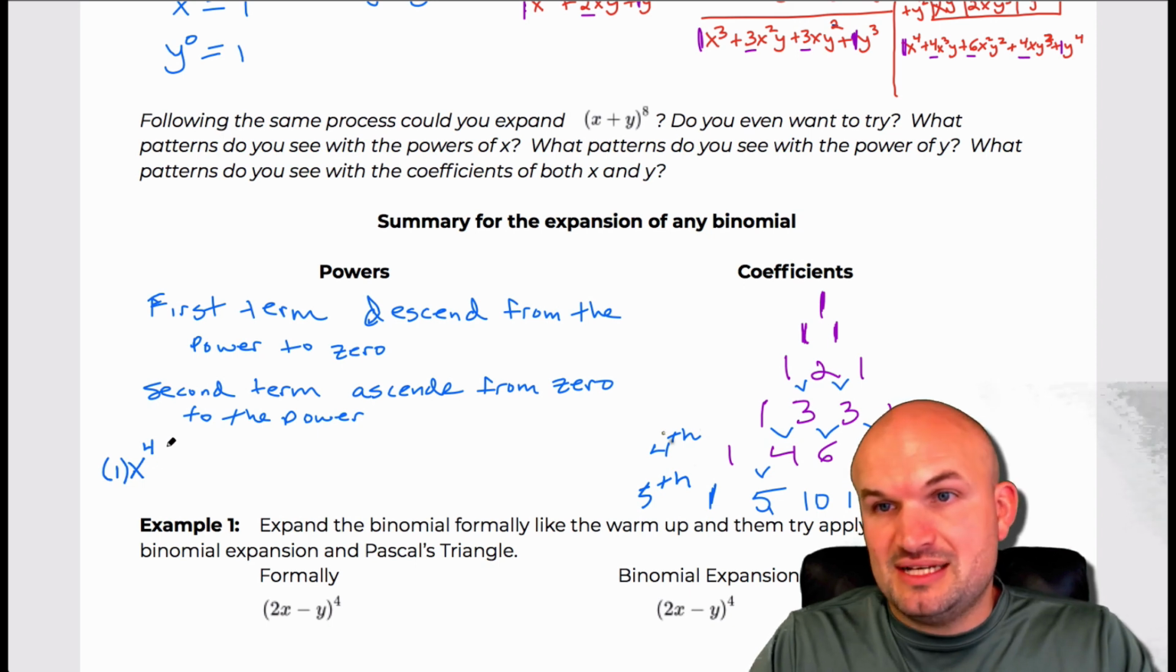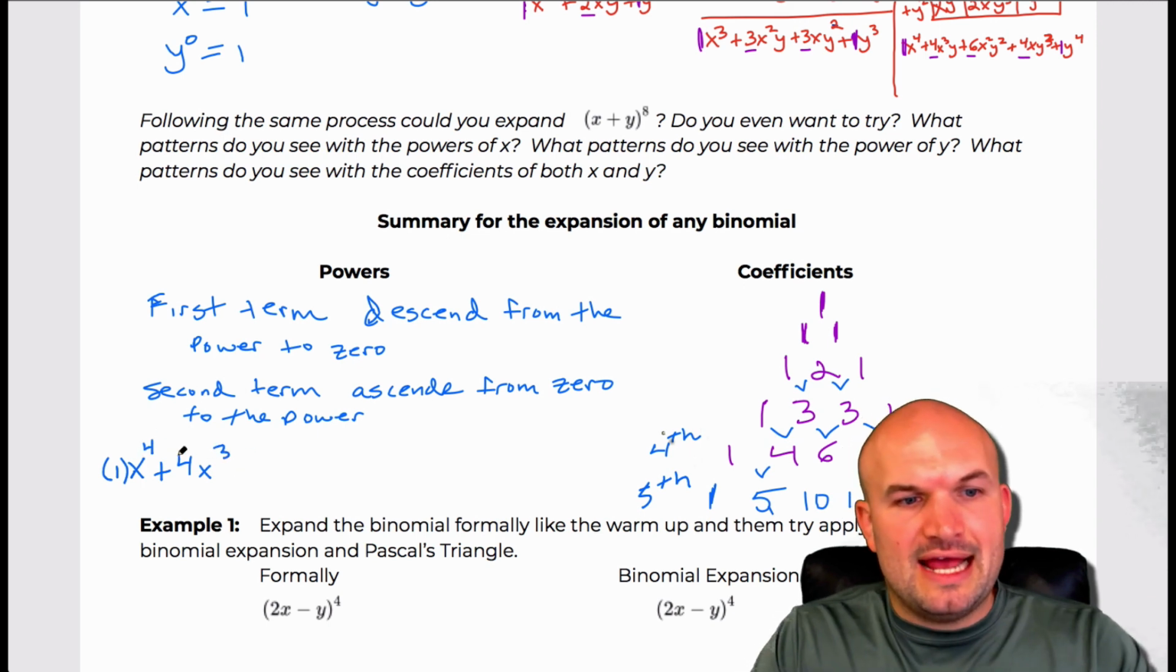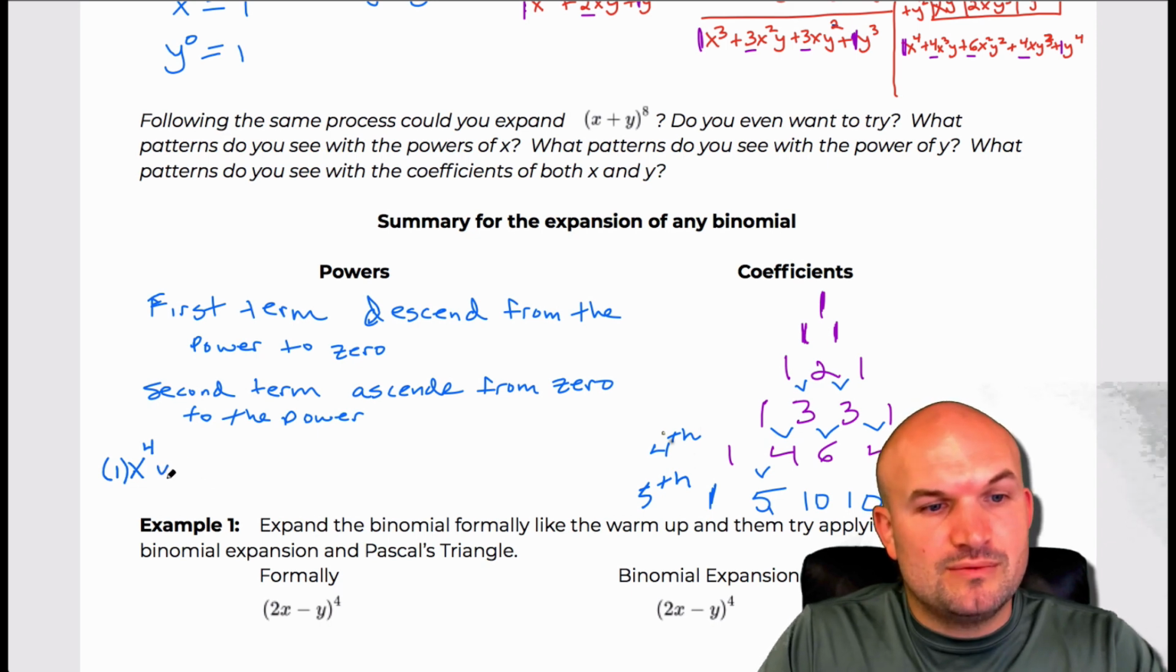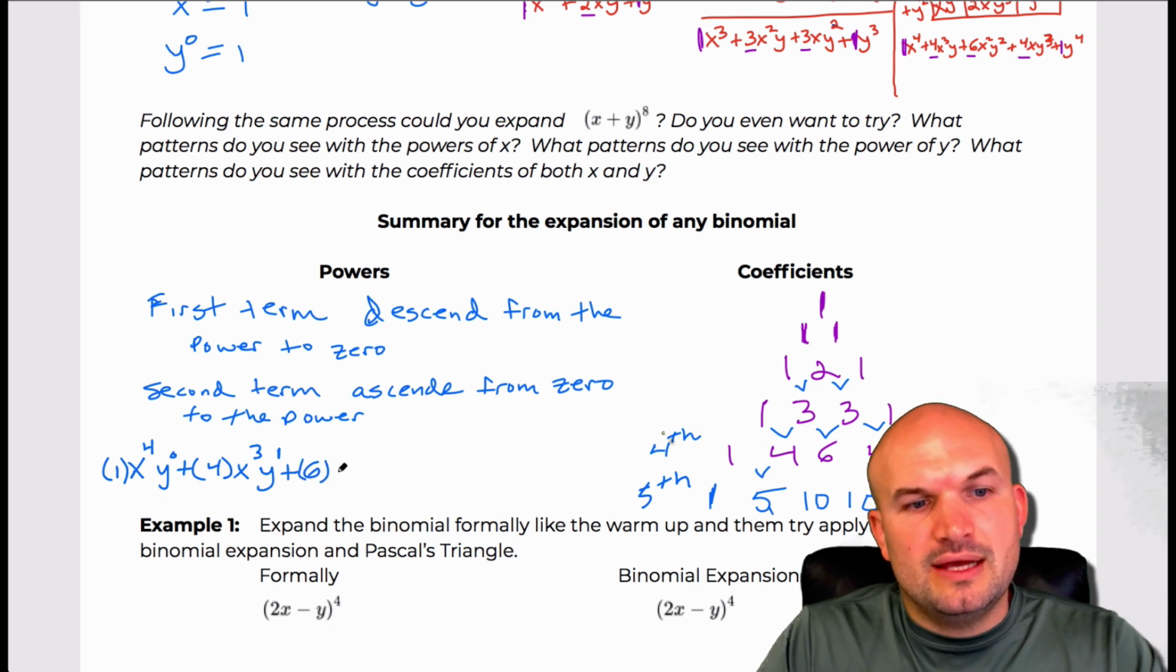So we have 1 times x to the fourth plus 4x cubed, right? So that first term descends. And, oops, I'm sorry. The second term starts at 0, so y to the 0. Plus, the next scalar multiple is 4. And then my x's descend, and my y variables ascend. Plus the next scalar multiple, which is a 6. And then that's going to be x squared, y squared, plus 4.